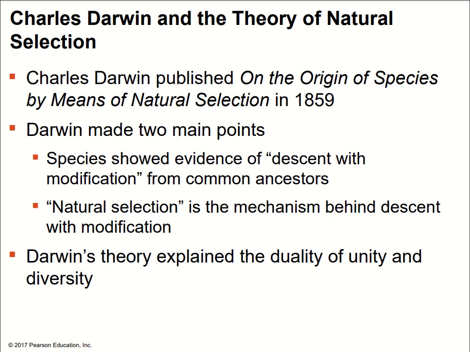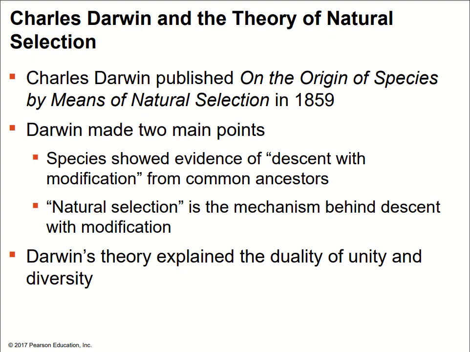Charles Darwin and the theory of natural selection. This was proposed in his original book, The Origin of Species by Means of Natural Selection, in 1859. Darwin made 2 main points from his observations. Species showed evidence of descent with modification from common ancestors, as generations change, so too does that population of an organism from its original ancestors. Natural selection is the second point, which is the mechanism behind descent with modification.